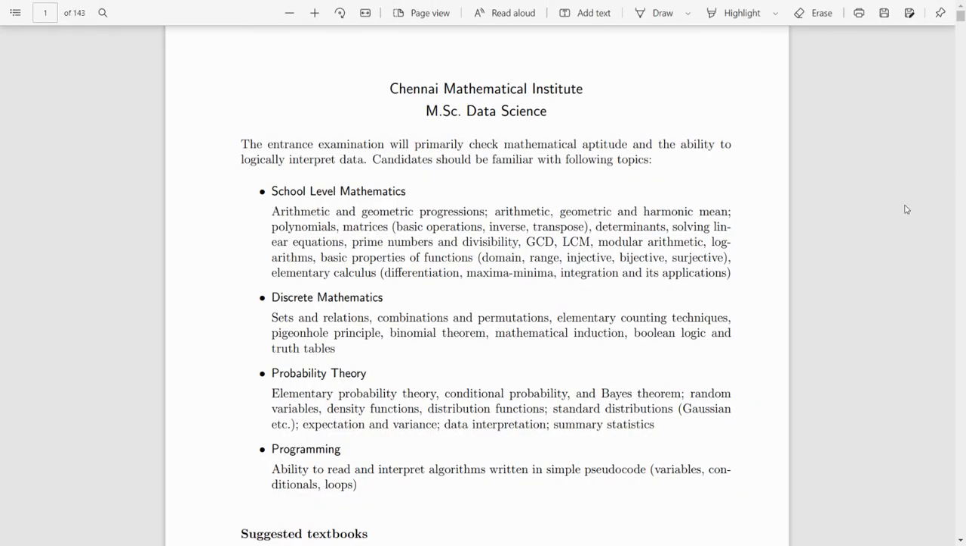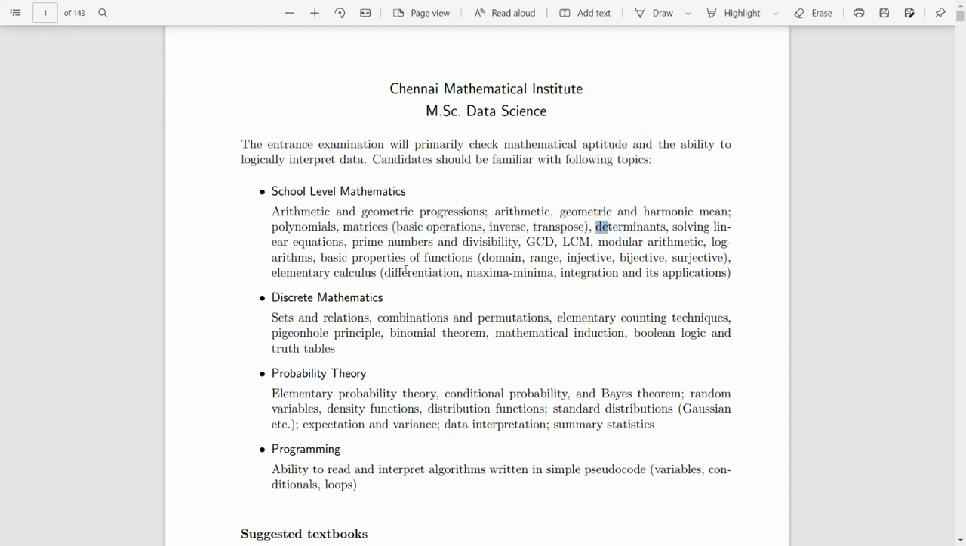So obviously, once we finish probability, we will enter the discrete math part, because it also contains a lot of things like set relations, combinations, permutations, elementary counting techniques, and then we may touch some school level mathematics. School level mathematics is not so hard, because AP, GP, arithmetic progression, geometric progression, polynomials, matrices. If you remember all the properties of matrices, you will be able to solve a lot of questions. Similarly for determinants.